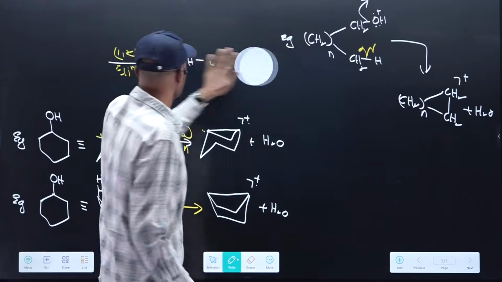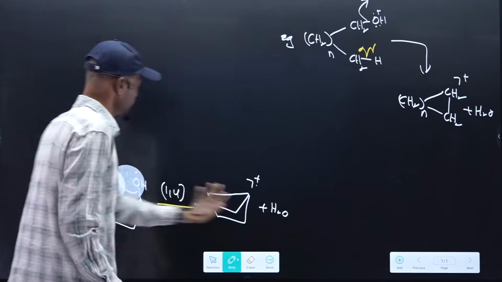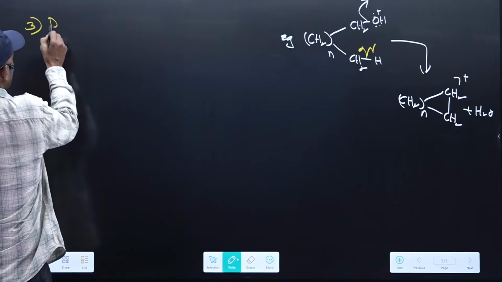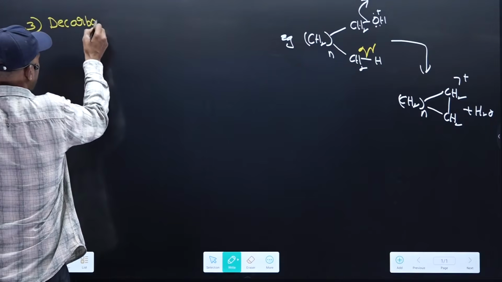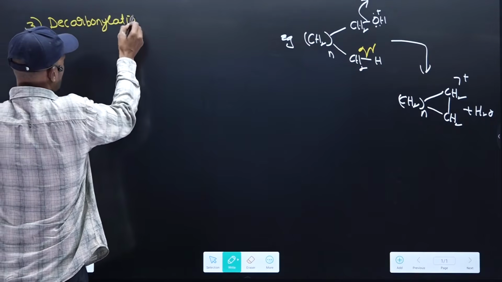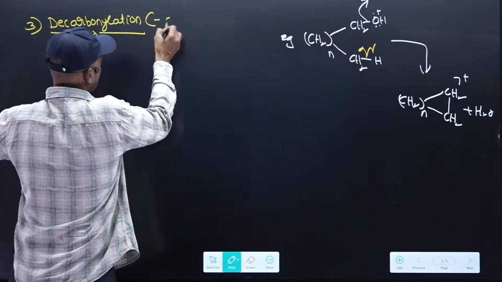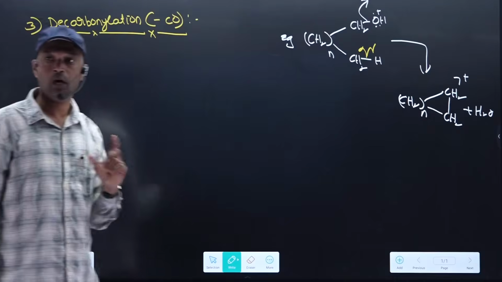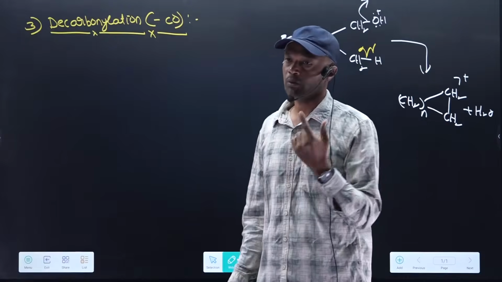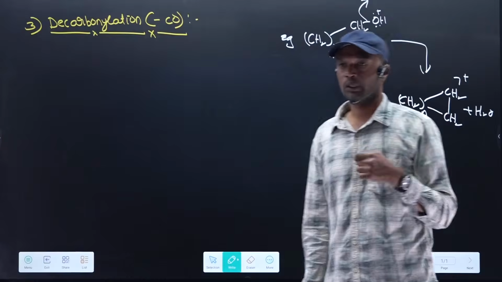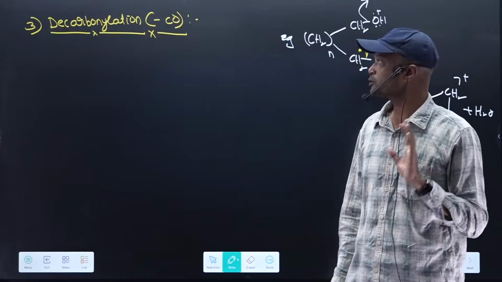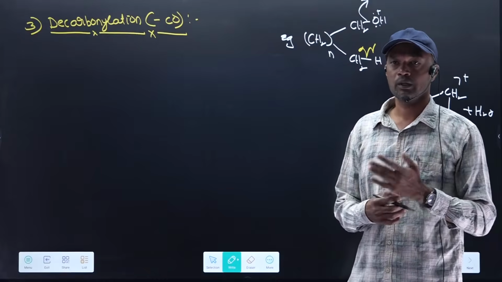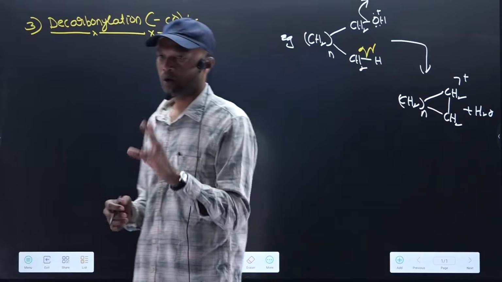So that is dehydration. Second elimination, fragmentation. Third one, decarbonylation. Not decarboxylation. Decarbonylation means loss of carbon monoxide. Decarboxylation means loss of CO2. Decarbonylation means loss of CO. You remember this point. So is decarbonylation an elimination reaction or not? Yes, I am removing carbon and oxygen.